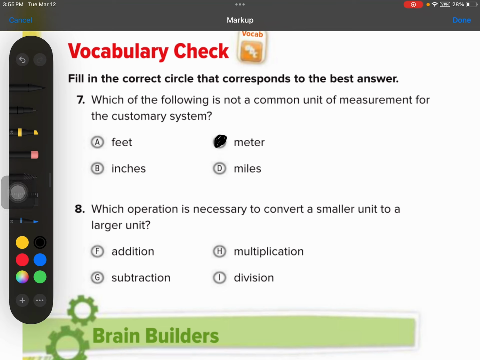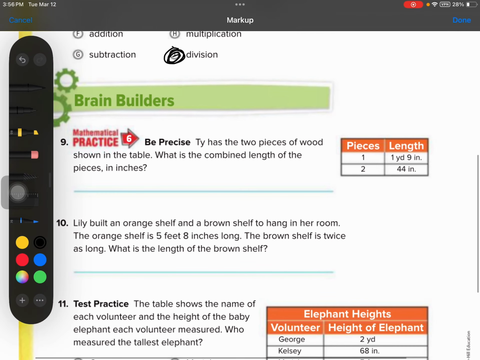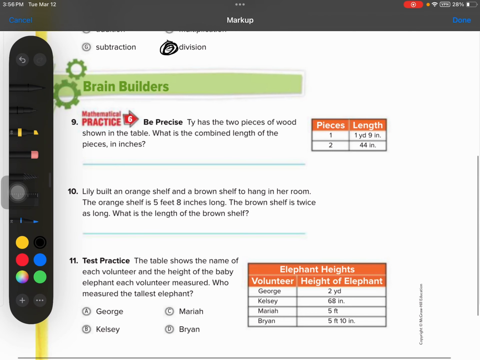Number 8, which operation is necessary to convert from a smaller unit to a larger unit? So we're going to say divide, of course. Good job, brain builders. Okay, there's a couple of different things we are involved with this. Remember, these are multi-steps, so please pay attention.